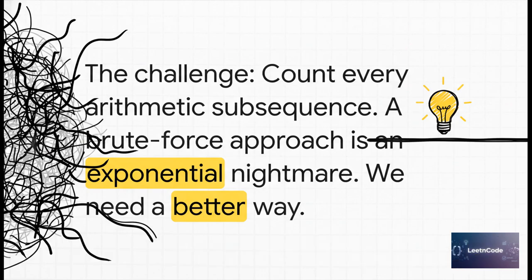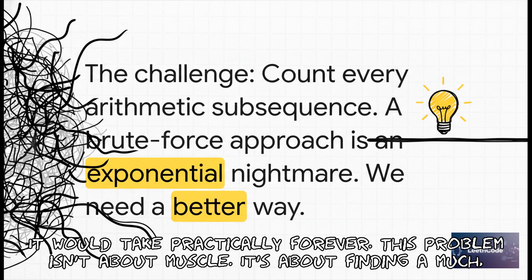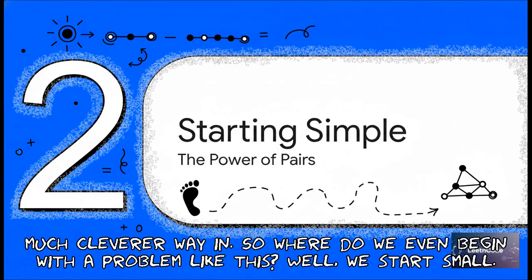Now you might think, I'll just check every possible combination. But trust me, that's an exponential nightmare. It would take practically forever. This problem isn't about muscle. It's about finding a much, much cleverer way in. So where do we even begin with a problem like this?